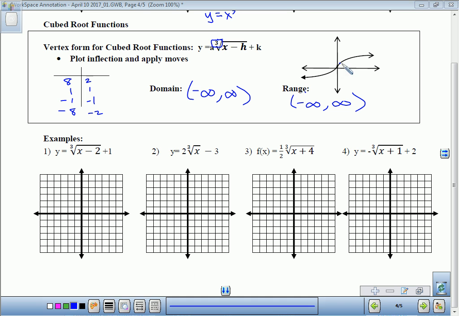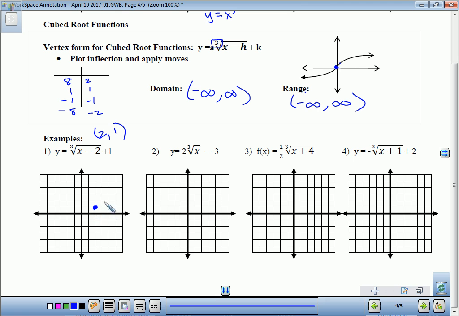All right, so this starting point is right here. This starting point occurs at the inflection, just like it did for the cubic. So that's where our starting point is, right here. This is what we're shifting. So this one's going to shift over 2, up 1.